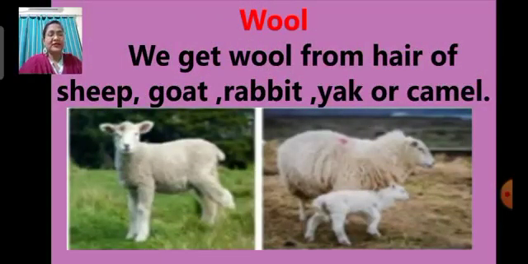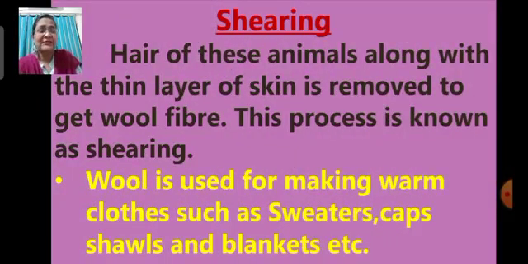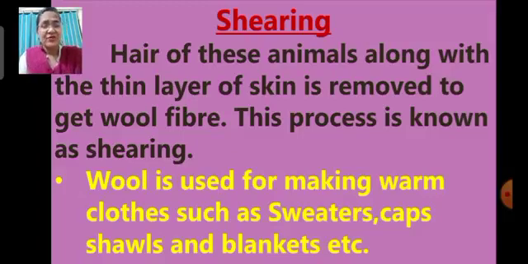Now let's study the animal fibers. There are two important animal fibers, wool and silk. We get wool from the hair of animals such as sheep, goat, rabbit, yak or camel. The hair of these animals along with a thin layer of skin is removed to get the wool fiber, and this process of removal of hair of these animals along with the thin layer of skin is known as shearing. Wool is used for making warm clothes such as sweaters, caps, shawls and blankets, etc.